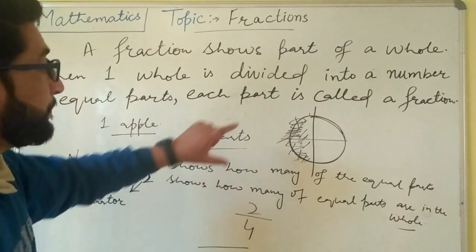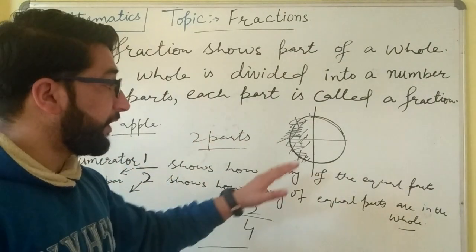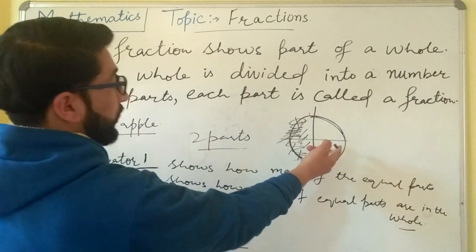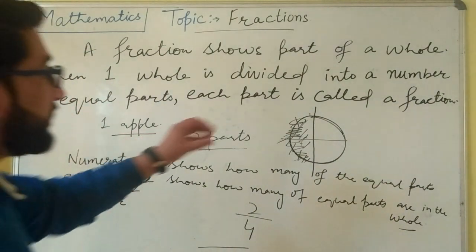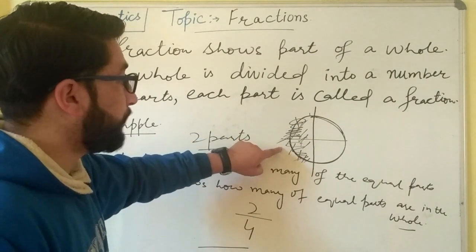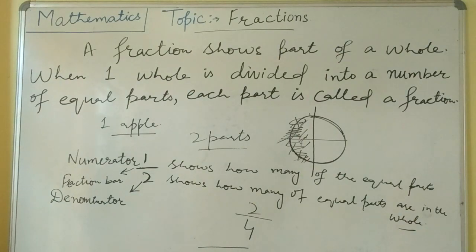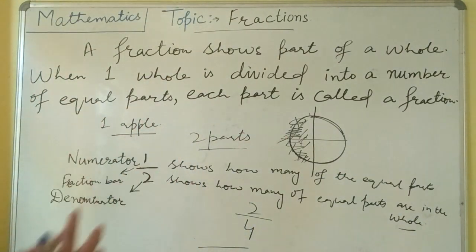But here we have to count the parts of a whole, or how many parts a whole has been divided into. Here we have divided this whole now in 4 parts, so our denominator here is 4. And how many parts am I counting here? I am counting 2 parts which I gave to my friend. So our numerator here is 2 and our denominator here is 4, because we have divided this whole into 4.